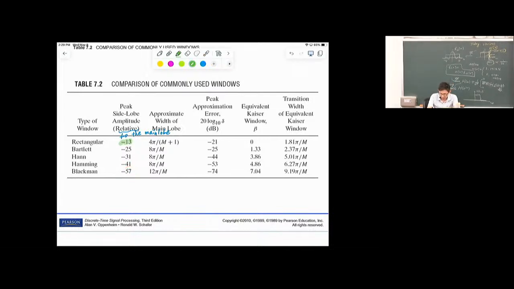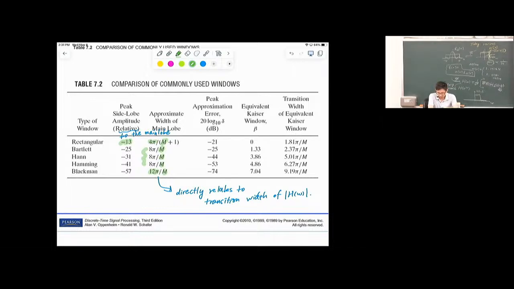But approximate main lobe width. Now we know that this directly relates to the transition width of your design. So if we keep the same M, the same length of window, the width of main lobe is roughly 4 pi divided by M, but 8 pi divided by M is double the width, okay? The width is doubled whenever we use Bartlett, Hann or Hamming, and tripled for Blackman.